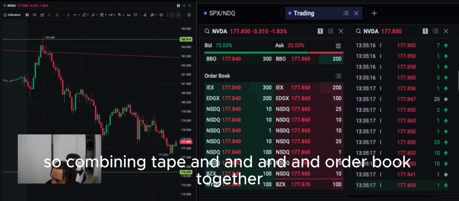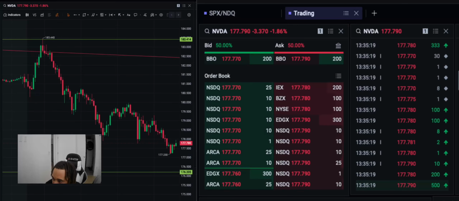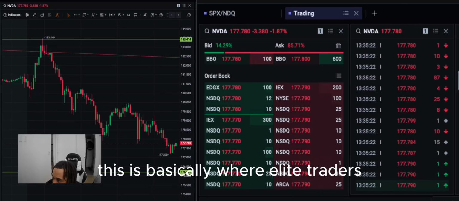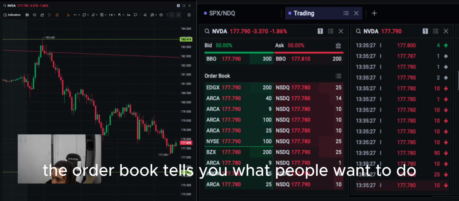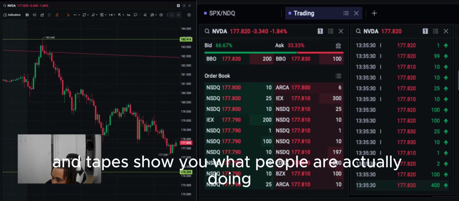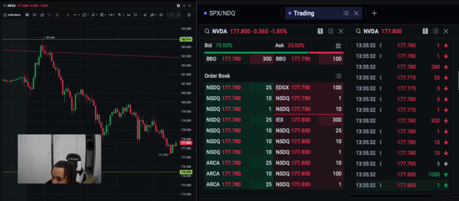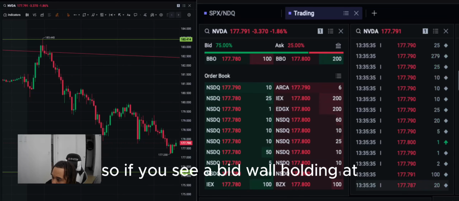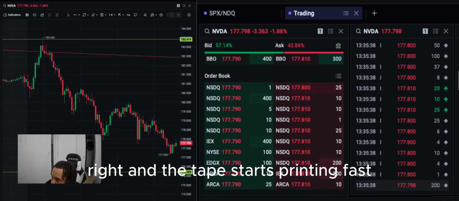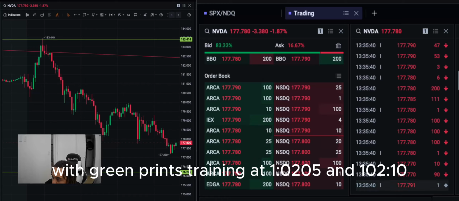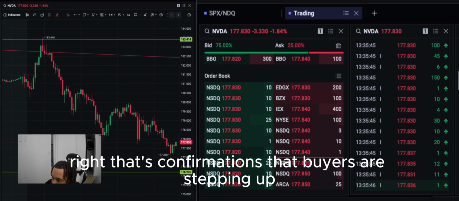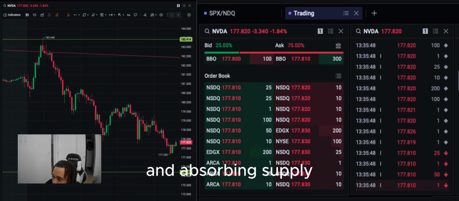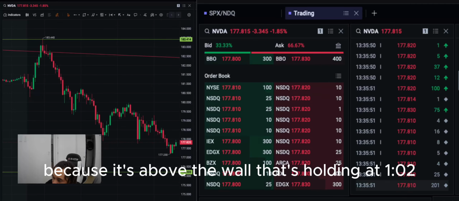So, combining tape and order book together. This is basically where elite traders separate themselves, by combining tools to confirm real flow. Think of it as the order book tells you what people want to do, and the tape shows you what people are actually doing. Let's come up with an example. If you're seeing a bid wall holding at, let's say, 102, and then the tape starts printing fast with green prints trading at 102.05 and 102.10, that's confirmation that buyers are stepping up and absorbing supply. You can tell because it's above the wall that's holding at 102.